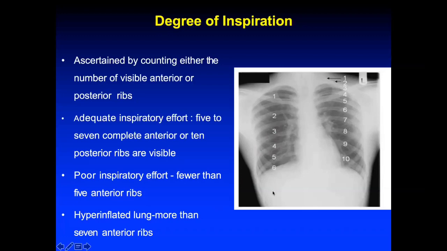Some places mention 6.5 anterior ribs in the mid-clavicular line, or you can always just remember it as 7 ribs present in the mid-clavicular line. So this is a very simple way where you can count the ribs, and whenever you have counted the ribs, either anterior or posterior, you can say that inspiration. Now, why are we more worried about the inspiration?